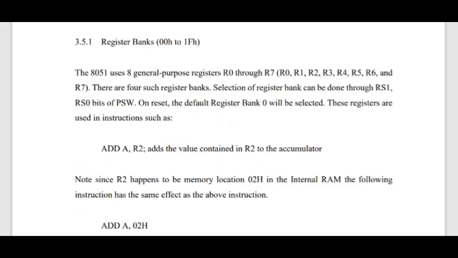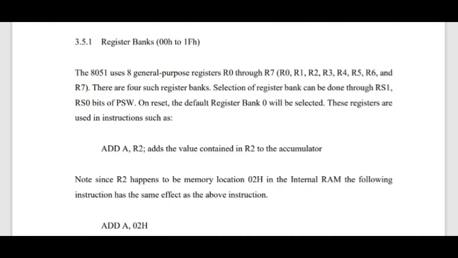Let's talk about register banks, which is 00H to 1FH. The 8051 uses 8 general purpose registers R0 through R7. Inside the 8051's internal memory room, there are 4 sets of furniture. We call them register banks, with 8 drawers each, numbered 0 to 7. So there are four such register banks.